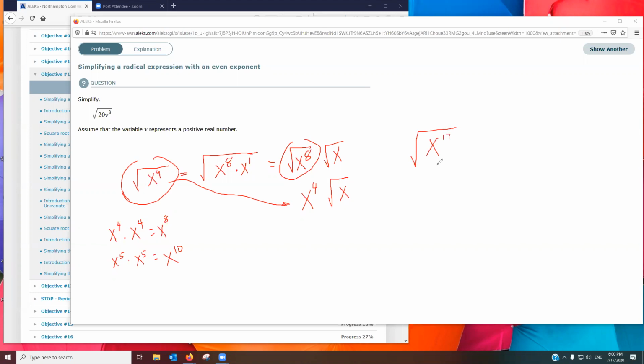So if you're taking the square root of x to, let's say, an odd exponent, like 17, for example, what you do is rewrite it as x to the even exponent times x to the 1. Because if it's odd, like 17, I can always write that as x to the 16 times x. Then you break it up into two separate square roots. The square root of x to the 16. Remember what happens when you take the square root of x to an even exponent like that? It ends up dividing the exponent in half. So that's going to be x to the 8. And then just bring down the square root of x with you. And that lets you simplify this kind of expression.